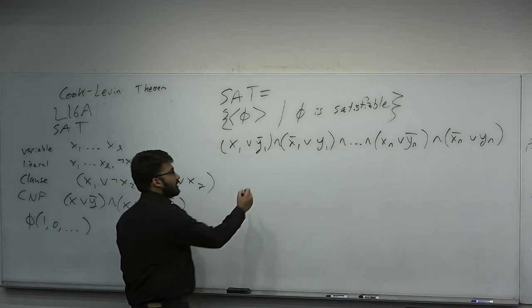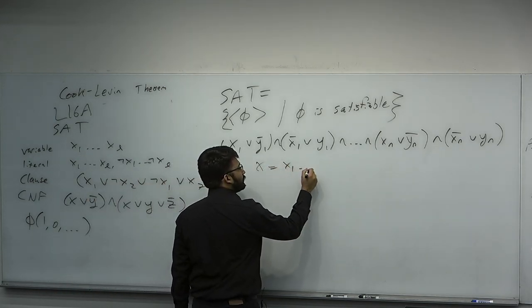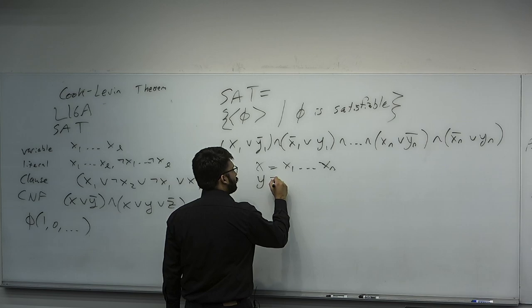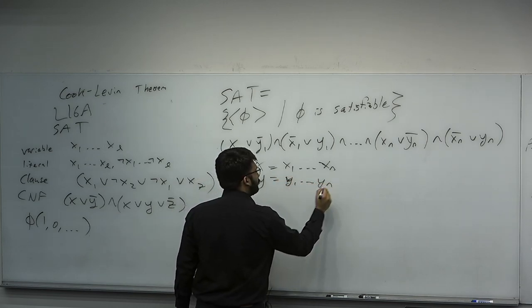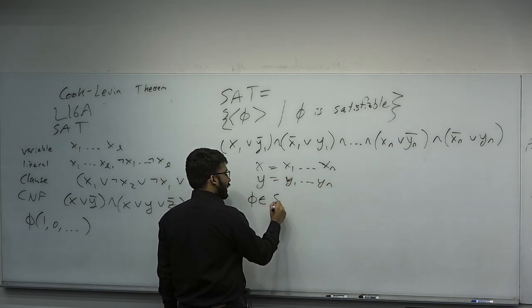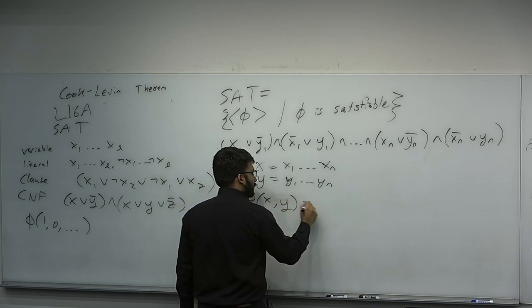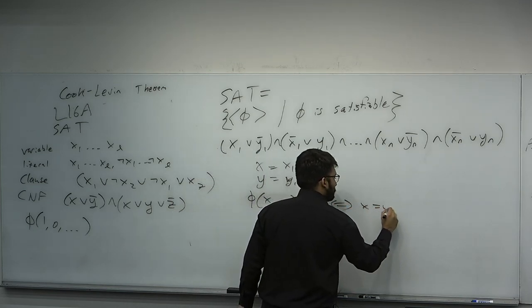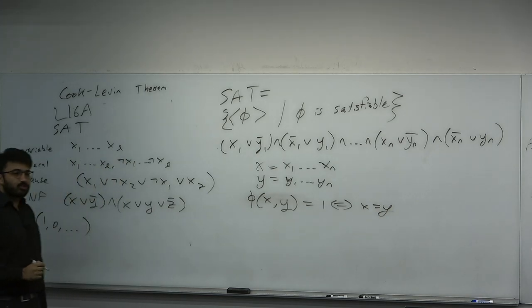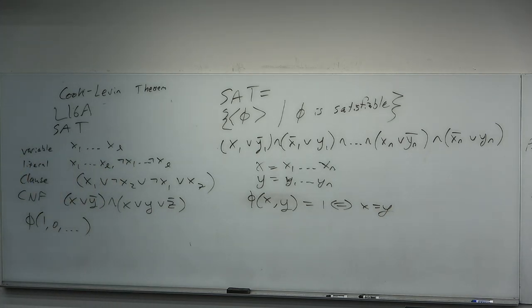So in fact, what we could say is if x is equal to x1 to xn and y is equal to y1 to yn, then this phi is satisfiable, but phi of x, y is equal to 1 if and only if x equals y. This is a CNF for string equality. We were able to represent the equality operation, which has nothing to do with this, with ands, ors, and nots, right? As a computer scientist, you probably are pretty familiar with Boolean circuits, like doing everything for you. But CNFs are slightly different than Boolean circuits.